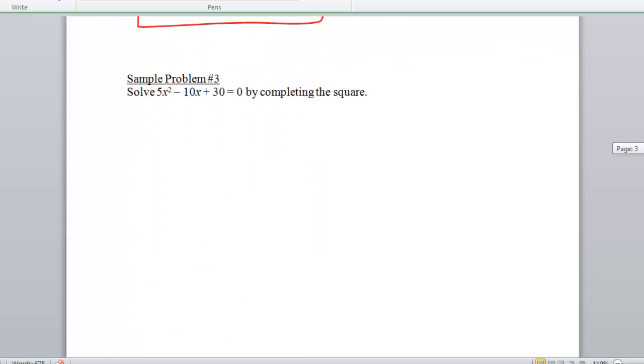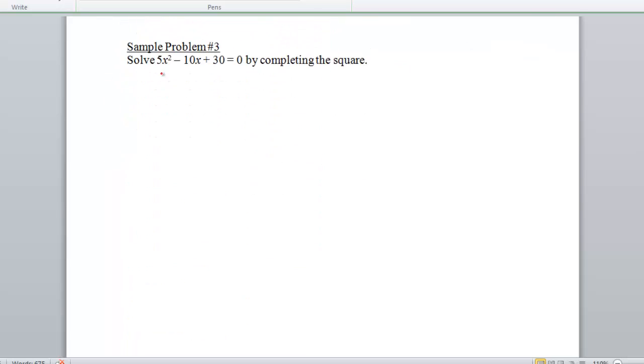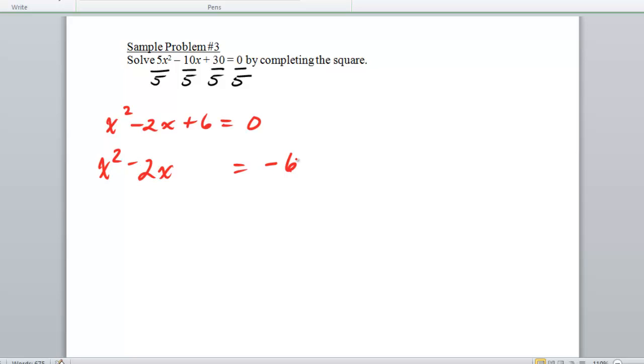Now if we look at sample problem number 3, we run into a different problem. We have a leading coefficient that's not equal to 1. Like I told you before, you may need to divide this value out. So we're going to divide out the 5, and we have to divide everything across the board. We get a little lucky here. When we do this, we're left with a trinomial still equaling 0. Now I can move the 6 out of the way to give myself room to complete the square.